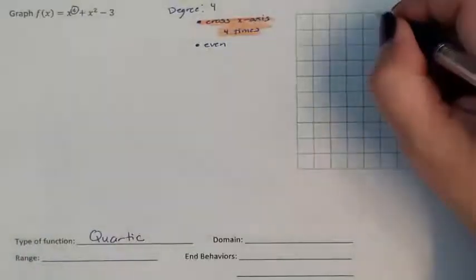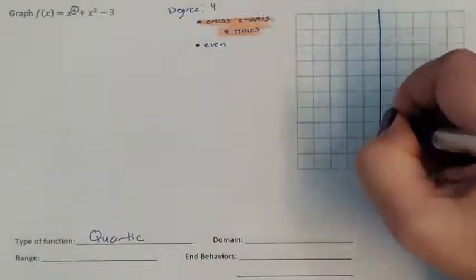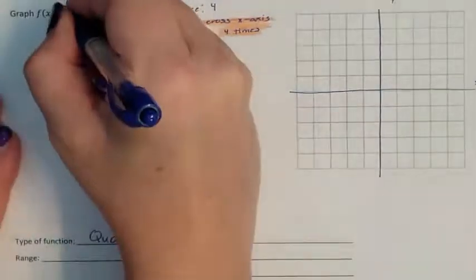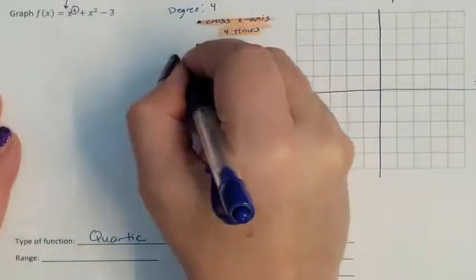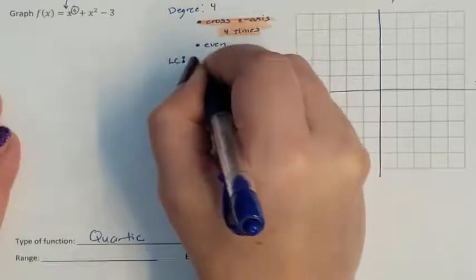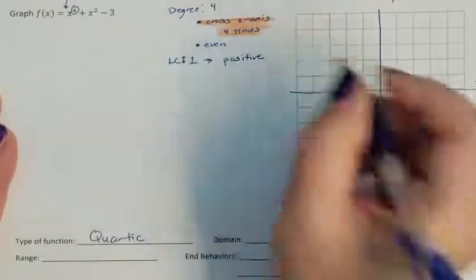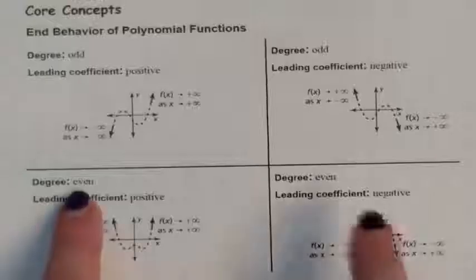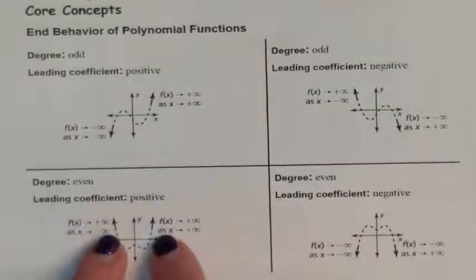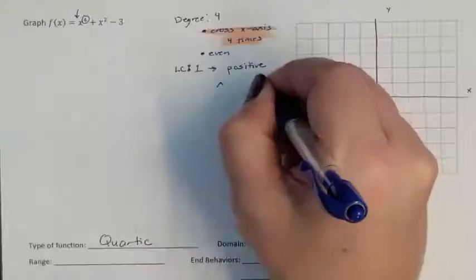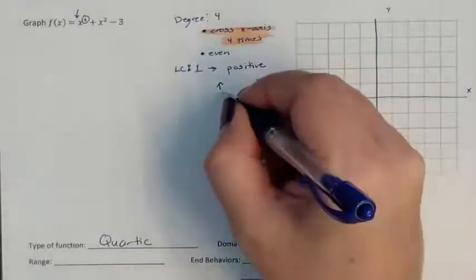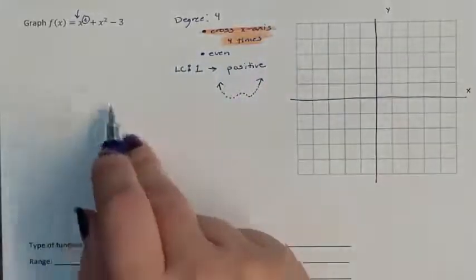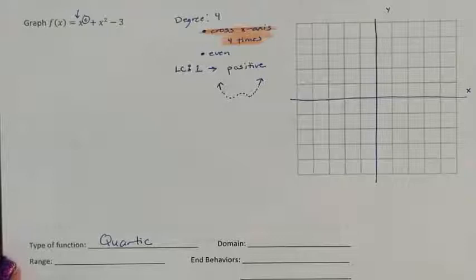And I am going to give myself an xy graph. The leading coefficient is a positive 1. So my leading coefficient is positive. So I'm looking for even positive on my chart. So even positive, it will be an upward W. So I know both the left and right will be upward. How I determine the rest of the W will be based on the 5 points that I will find.